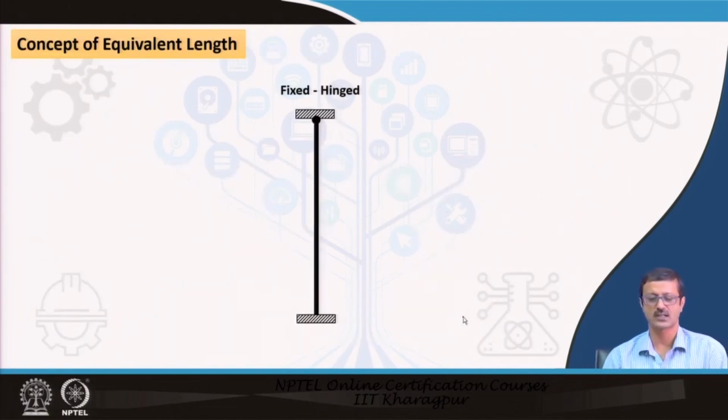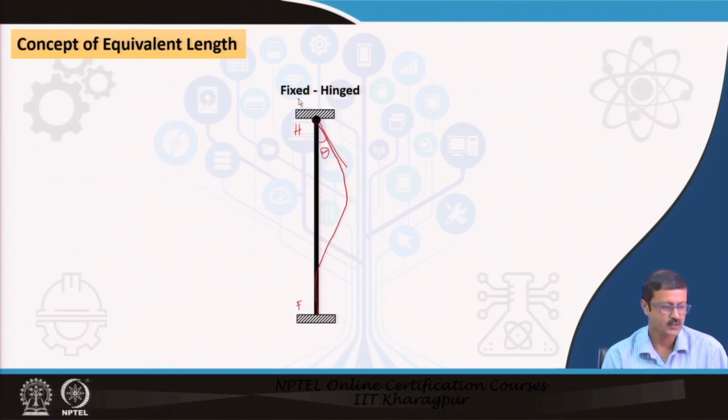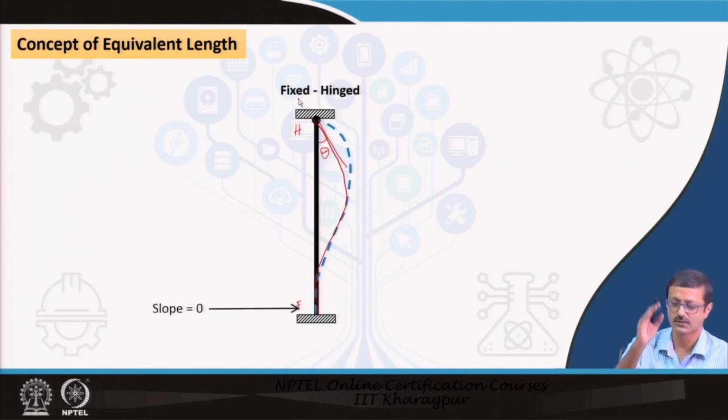So, I have taken a condition of fixed and hinge. As it is fixed and hinge, after deformation this is the hinge support, the circle is there, and this is the fixed. The slope will have some value, theta is not equal to 0, but in the fixed end it takes moment, so theta is going to be 0. So, actually this will be the deflected curvature. Slope is 0, I have written, and this will be the deflected curvature.